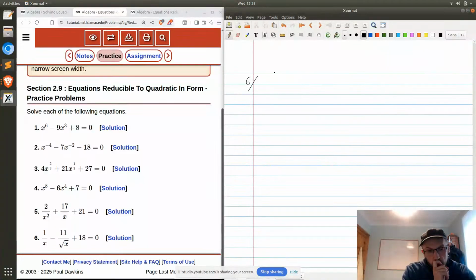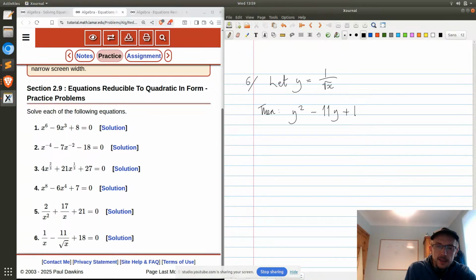Hold on just a minute now. What the heck is this? Okay. Let y equal root x. How about that? No. Don't let that happen. Let it equal 1/root x. Then we are solving y squared take 11y plus 18 equals 0.